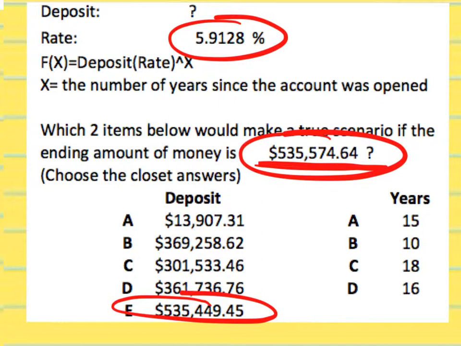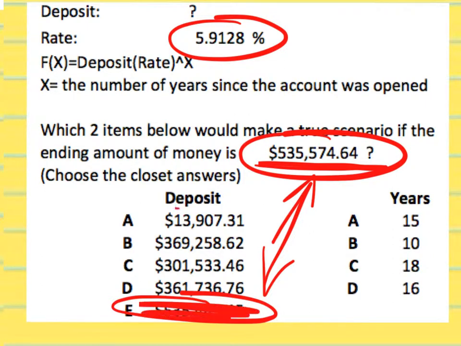Do you think that over the course of maybe 10 years that you're going to go from 535,574.64 to 535,449, or vice versa between those two? It looks like the space between those two would be so small that there's no way you could take any of the amounts of time on the right to make that leap. So you could probably eliminate that one. What about this one? Is that too small to take 16 or 18 years at 5% to make it up that high? Yeah, so you can eliminate that one as well.